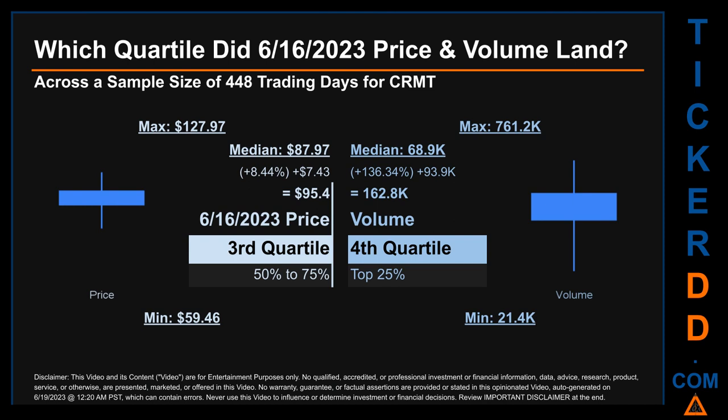Descriptively, CRMT has a median price of $87.97. Therefore, June 16, 2023 price was higher from that middle marker by 8.44%. The day's volume of 162.8 thousand was more than the median by 136.34%.